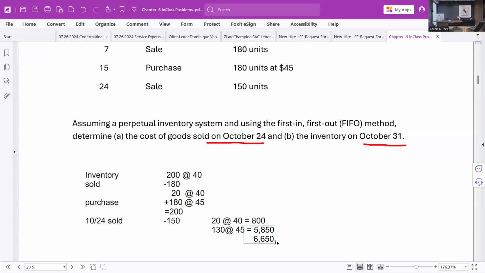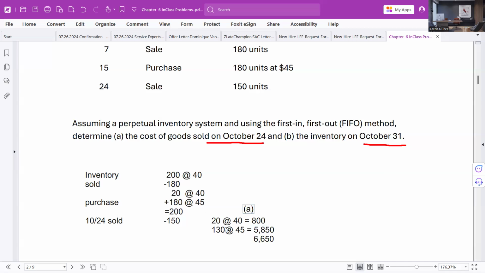So that's what the cost of goods sold is. This is A, right here. Perpetual FIFO, first in, first out. So when we get to the 24th here, and we're trying to determine the cost associated with the 150 units, this is all we have left right here, right? Because we've already sold. We bought the 200 at 40, but we sold 180 of them. So there's only 20 of those left.